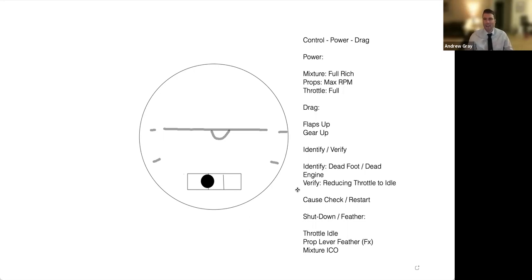And then you're going to say drag: confirm flaps up, gear up, which if you're in cruise flight, they should already be. Now, identify, verify. Well, this is easy. Identify. I just look at my engine gauges. It says the left engine is giving me trouble. So that's the identify.